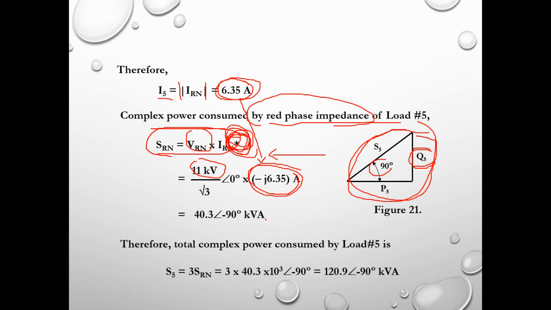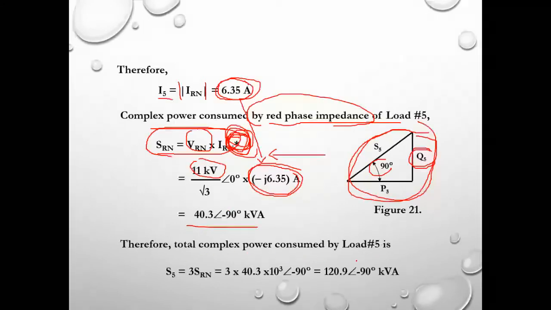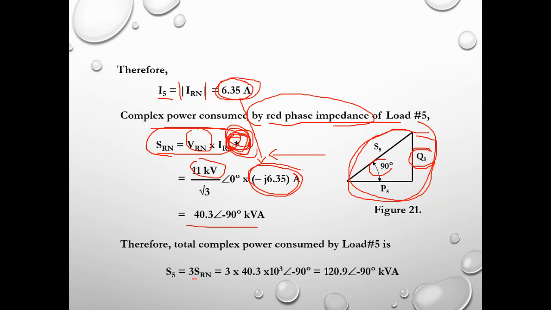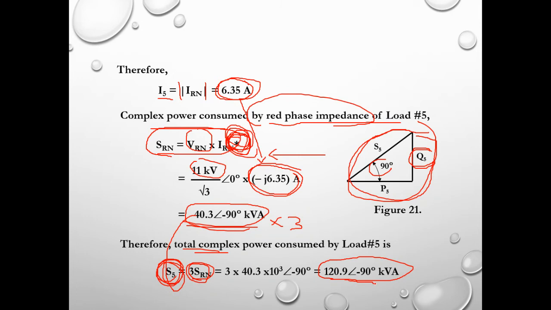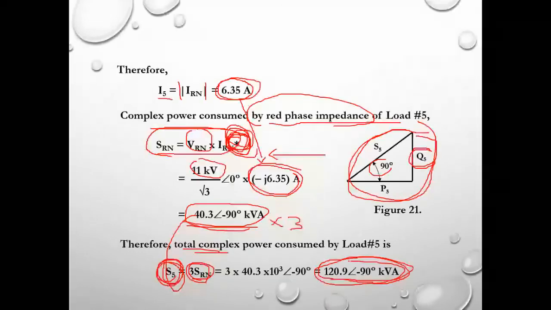Okay, so now we have negative. So this is the final answer. And then therefore, the total complex power consumed by load number 5 is S5 equal to 3. Again, you have to multiply by 3 to get the total complex power from this value. Okay, multiply by 3 to get S5. So we can finally get 120.9 at minus 90 degrees kVA.